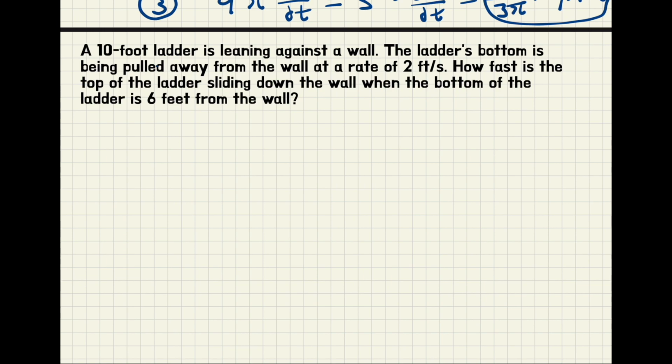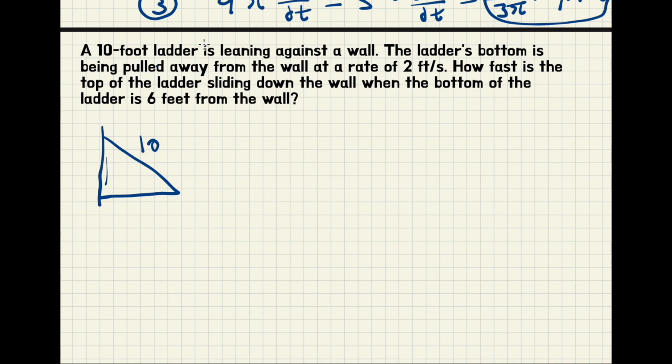Moving on to our final question. A 10-foot ladder is, let me make the diagram as I'm explaining. A 10-foot ladder is leaning against a wall. This is the wall. This is the ladder. The ladder's bottom is being pulled away from the wall at a rate of 2 feet per second. How fast is the top of the ladder sliding down the wall when the bottom of the ladder is 6 feet from the wall?